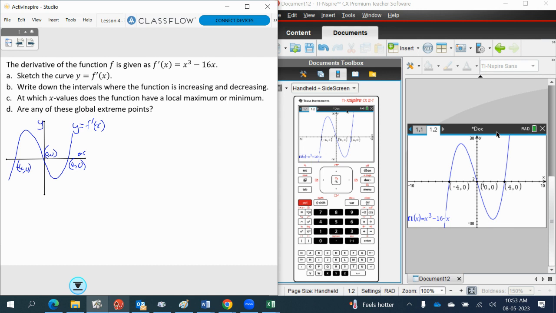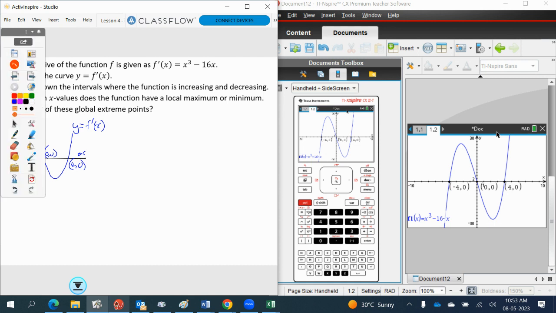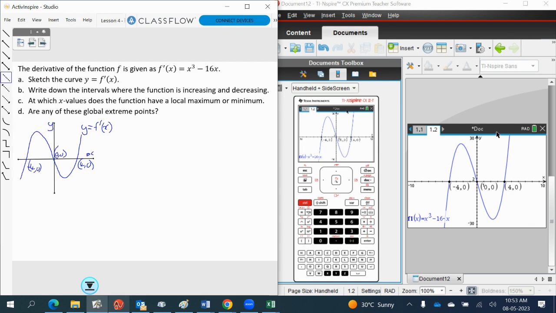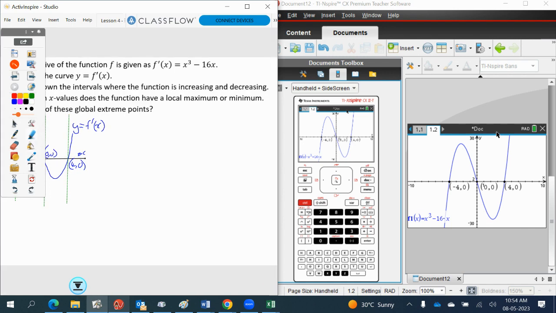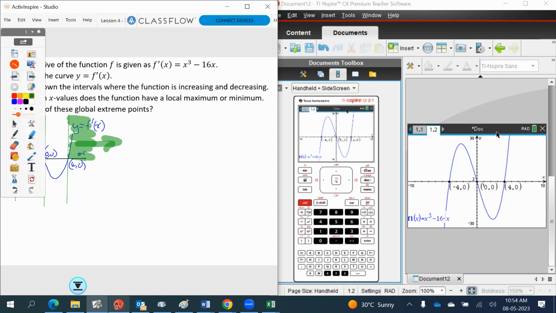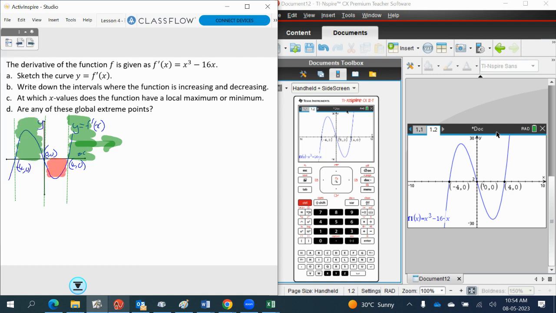That's A. Write down the intervals when the function is increasing. What's interesting for us here is where it changes from positive to negative. So I'm just going to put in a couple of lines, one there, one there, and one here. This curve is going to be positive here, and it's also positive here, onwards to infinity. This curve is going to be negative here, and also negative here to negative infinity.